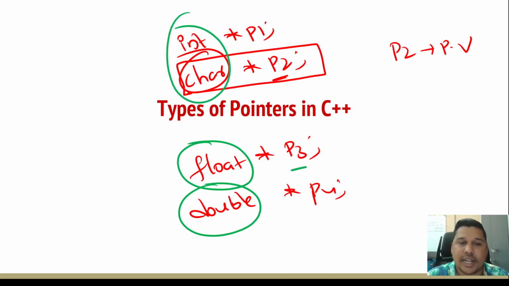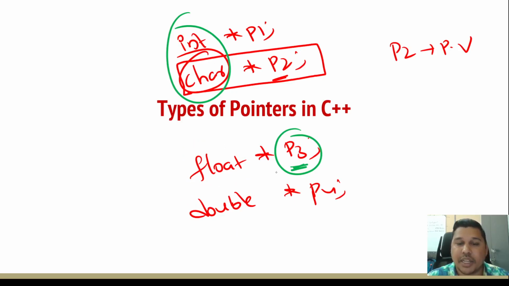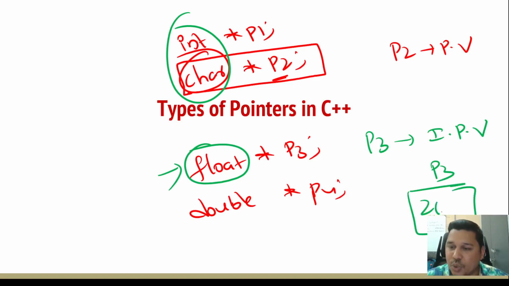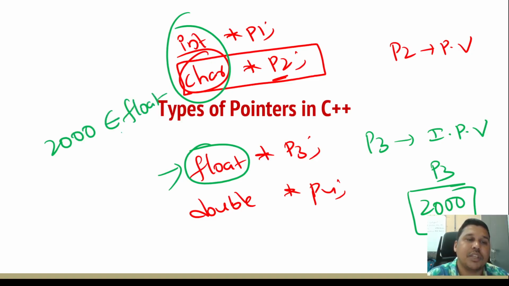This particular int, float, double, what does this indicate? It indicates that, what is P3 here? P3 is a float pointer variable. It is going to store address of another variable. That another variable is of type float. So P3 is holding some address like this, 2000. This 2000 belongs to a float variable. Right, I hope this is clear.